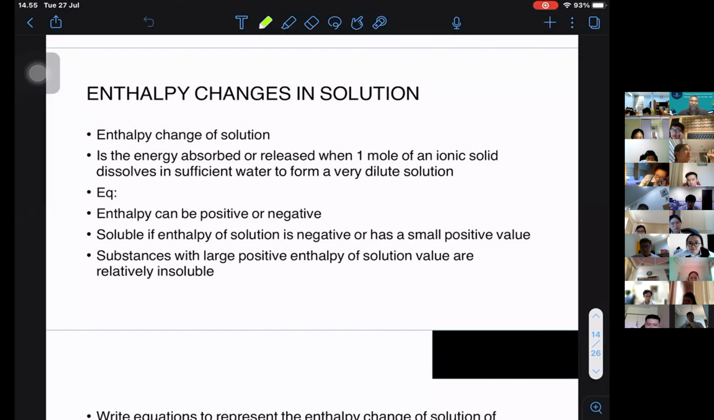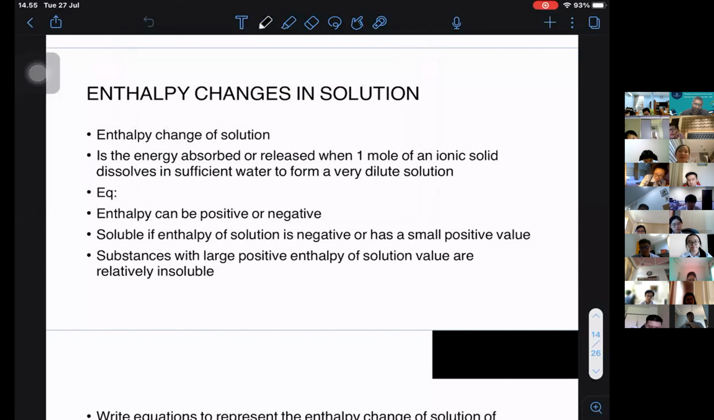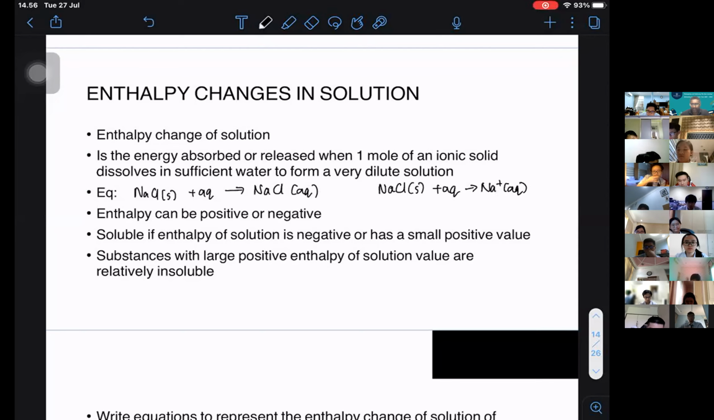So for example, if you have sodium chloride, NaCl, and it is solid. When I dissolve it in water, you are going to get NaCl aqueous, or you can write it down as NaCl solid. When you dissolve it with water, it gives you Na plus aqueous plus Cl minus aqueous. So you can write it down that way.